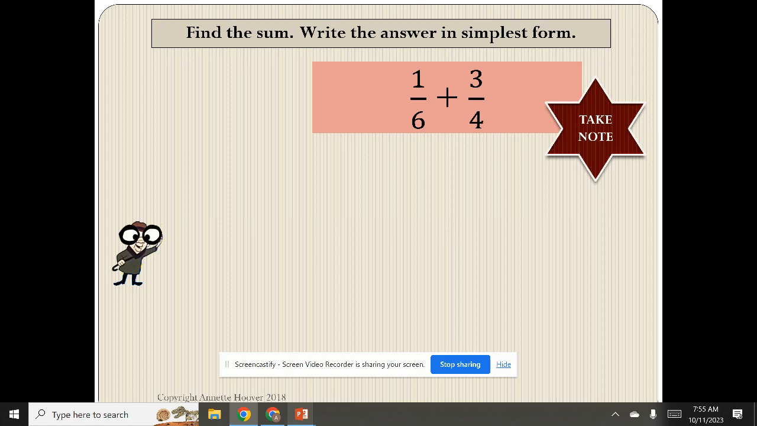Okay, so now I have to ask myself, what do I multiply 6 by to get 12? That would be 2. So I have to multiply the 1 times 2. So now we have 2/12. Plus, what do I multiply 4 by? 4 times 3 is 12. So I also have to multiply the 3 in the numerator by 3. And that would be 9. So in our numerator, we have 2 plus 9. And our denominator is 12. And of course, that would be 11/12 when we add across.